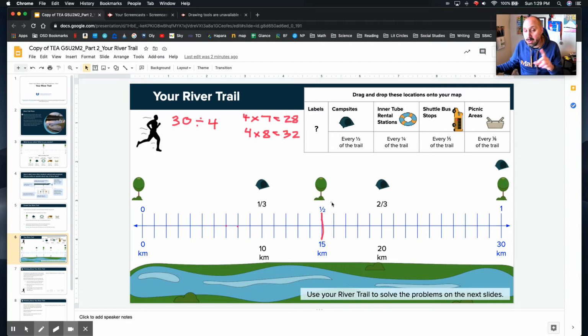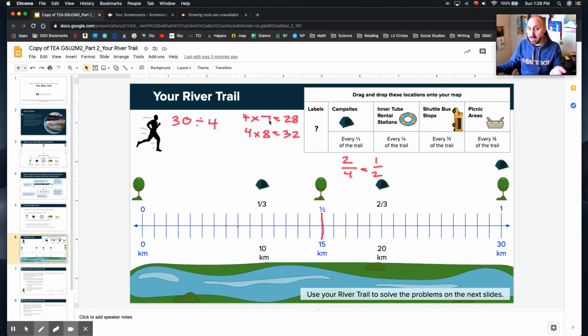So when I look at my every quarter of the trail, I want to take half of 30, which is 15. So I know I'm going to have one here because two fourths is the same as one half. Okay, let me just write that. So two fourths is equivalent to one half. So there's my two fourths marker right here in the half part. But I need a one fourth and a three fourths. And then, of course, my four fourths is going to be all the way down here. So I have to figure out what half of 15 is. Half of 15.